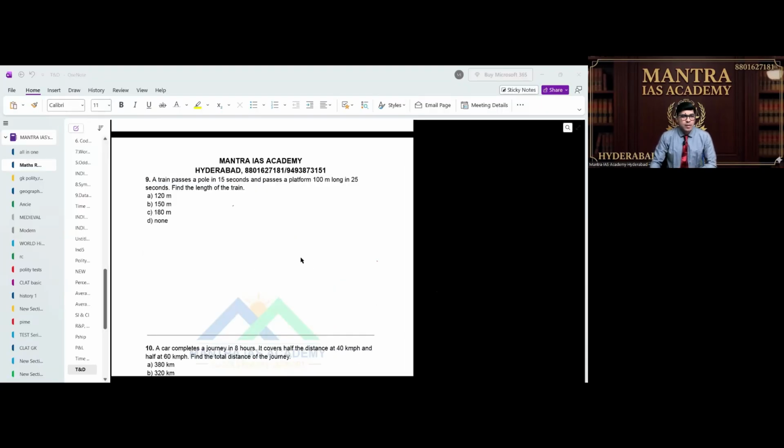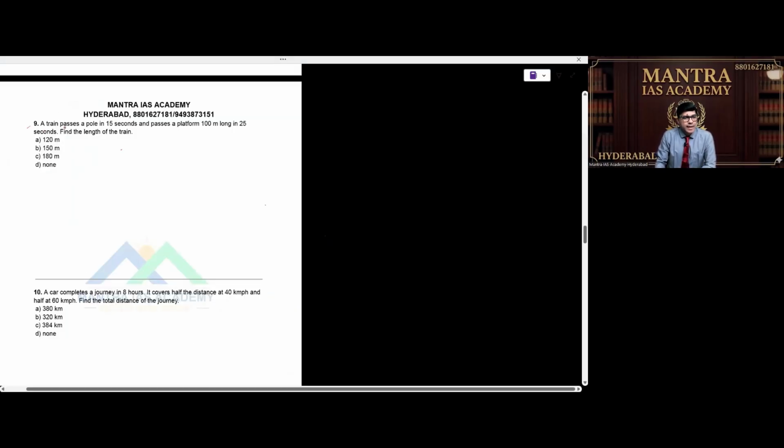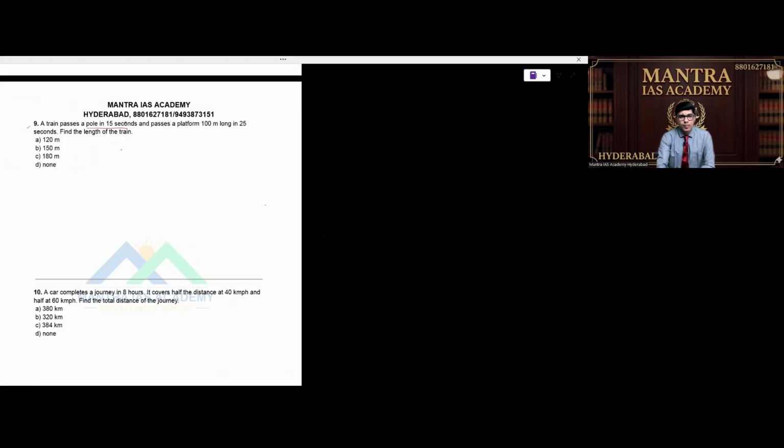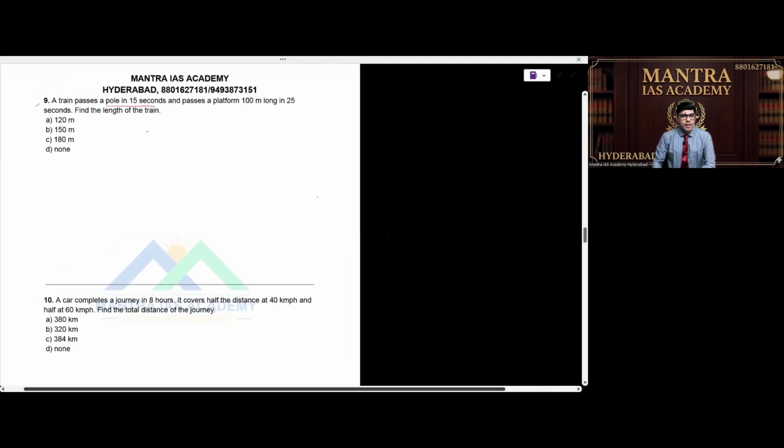Then, beta, problem number 9, focus on this once again. A train passes a pole in 15 seconds. Please observe that is how much time it takes to cross a pole: 15 seconds. And to pass a platform of 100 meters long is 25 seconds. That means the time taken to cross the pole is 15 seconds, whereas in the case of the platform it is 25 seconds. Find the length of the train. He's asking for the train length, but he gave us the platform length, which is 100 meters.